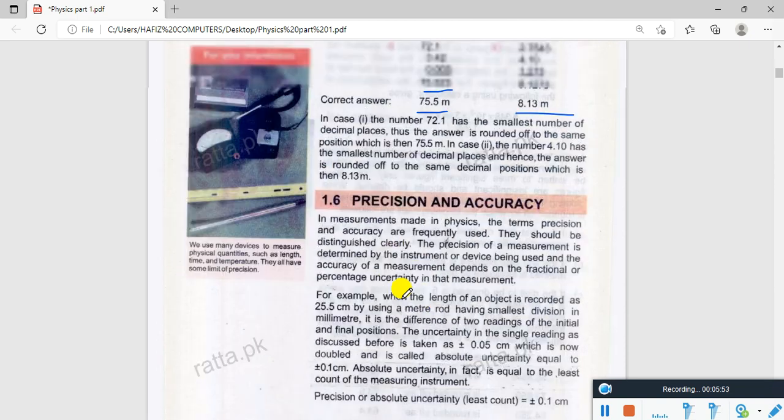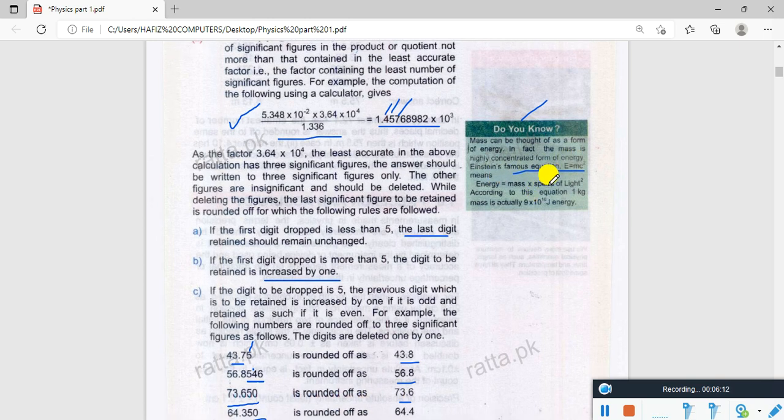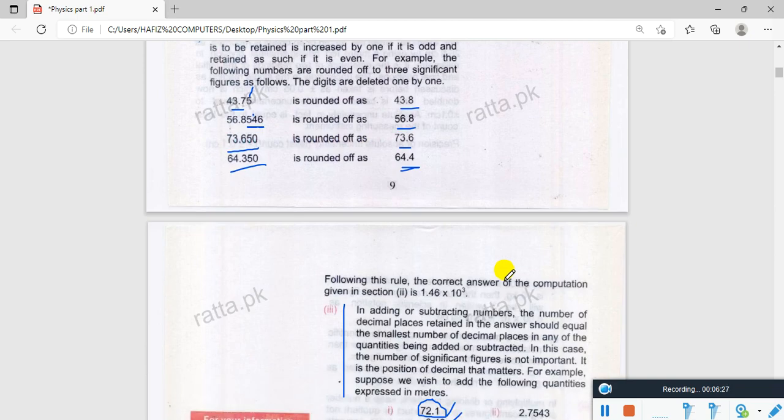Next one is precision and accuracy. For that, there is a short question: how can mass be converted to energy? Mass can be thought of as a form of energy. In fact, mass is a highly concentrated form of energy. According to Einstein's famous energy equation, E is equal to mc squared, where E is the energy, m is the mass of the substance, and c is the speed of light. According to this equation, 1 kilogram of mass is equal to 9 times 10 to the power 16 joules of energy. This is an important MCQ and short question as well.